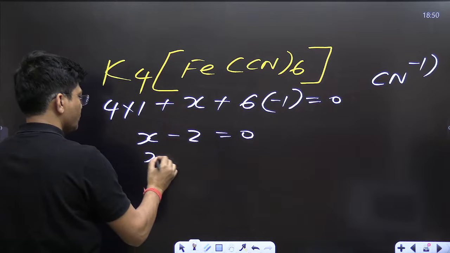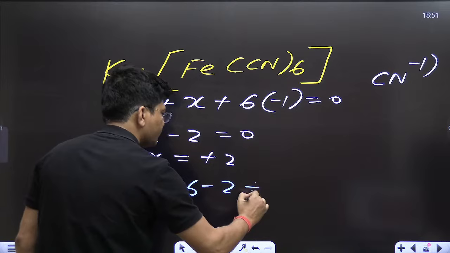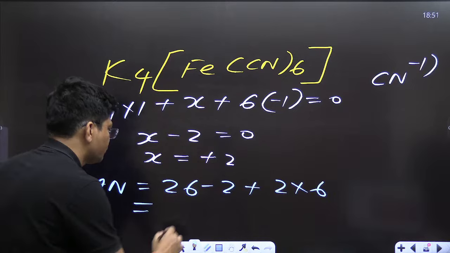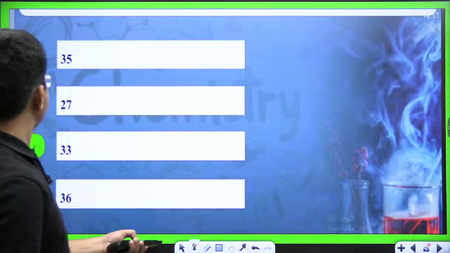So the effective atomic number will be, kids, the atomic number of iron, 26, minus 2, plus twice the coordination number, 2 into 6. How much is it coming? 26 minus 2 is 24, plus 12. That will come out to be 36. It is equal to the noble gas configuration. That's really fantastic. Now see, kids, another question.